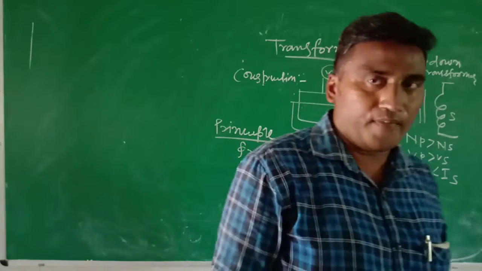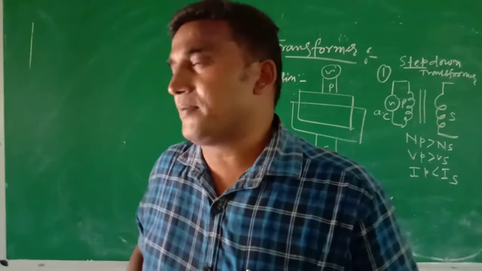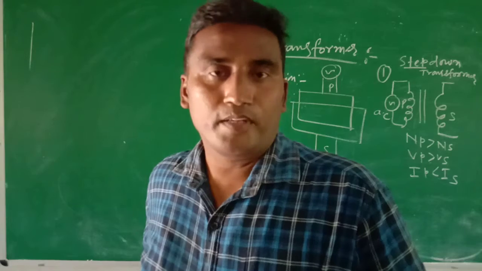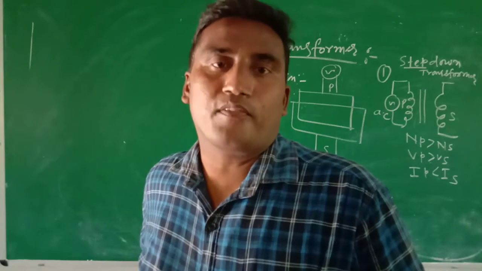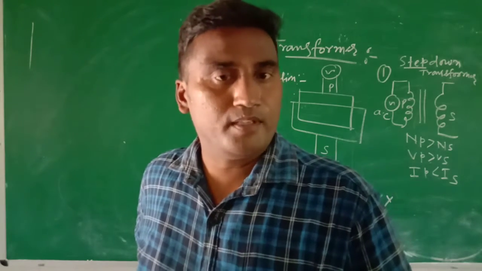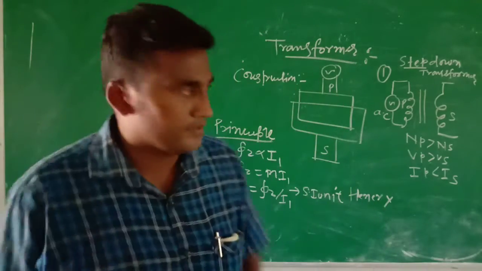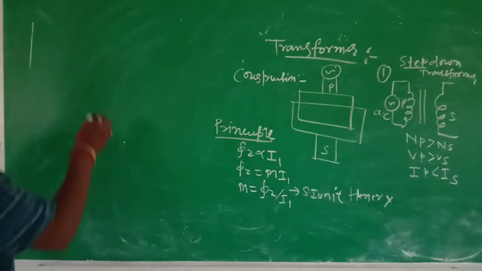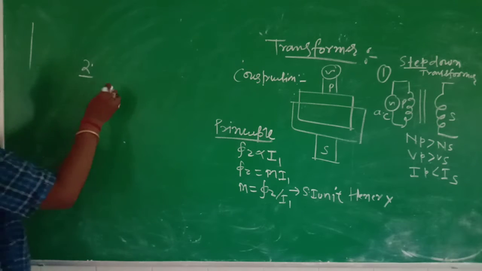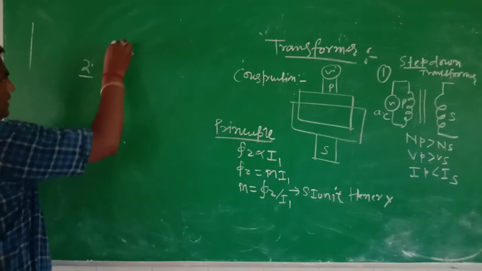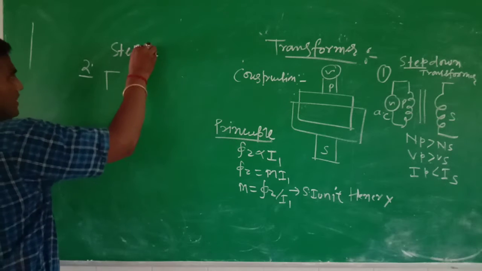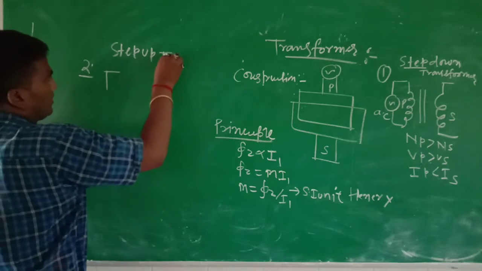How will we identify whether a transformer is step up or step down? Now we identify by the number of turns. If the number of turns in the primary coil is greater than the secondary, then the transformer is step down. Now we start the second type of transformer, that is the step up transformer.